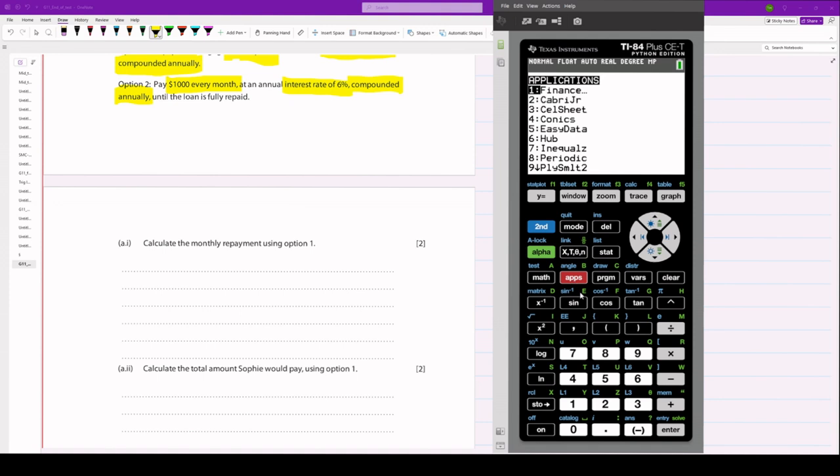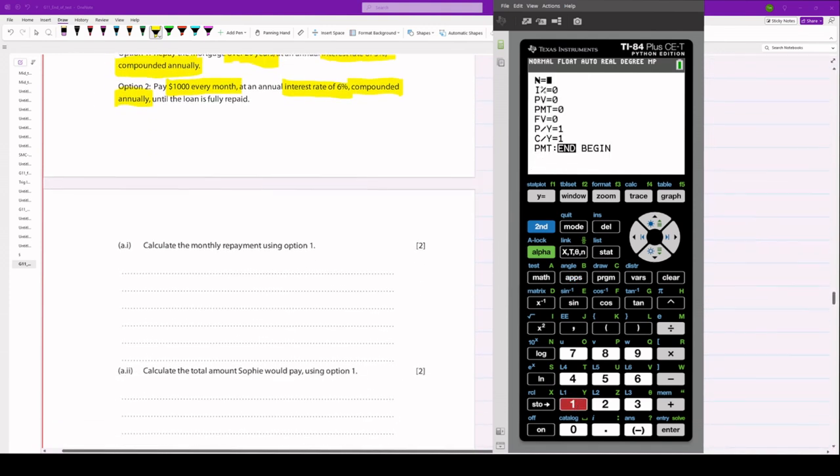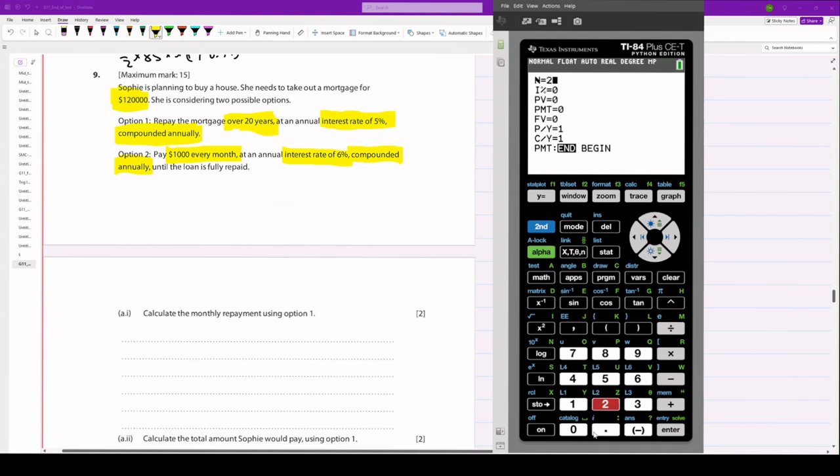Calculator time, apps, finance, TVM solver. Well, it's 20 years with monthly repayments, so 20 multiplied by 12. I is equal to 5%, present value is the whole thing. Payment, let's leave that as 0. Future value is 0. Payments per year is 12 because I'm making monthly repayments. Key word in there, monthly. That means 12 of them. And 1 compound per year.